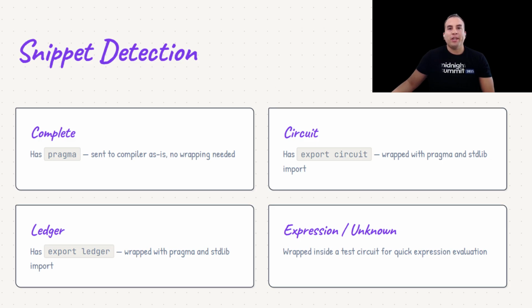If your code contains pragma, it's a complete program, sent to the compiler as is, no wrapping. If it has export circuit, it's a circuit snippet, gets wrapped with the pragma and standard library import. If it has export ledger, it's a ledger definition, same wrapping treatment. And if none of those patterns match, the server assumes it's a bare expression and wraps it inside a test circuit. This is great for quick experiments. You can just type an expression and see if it's valid Compact.